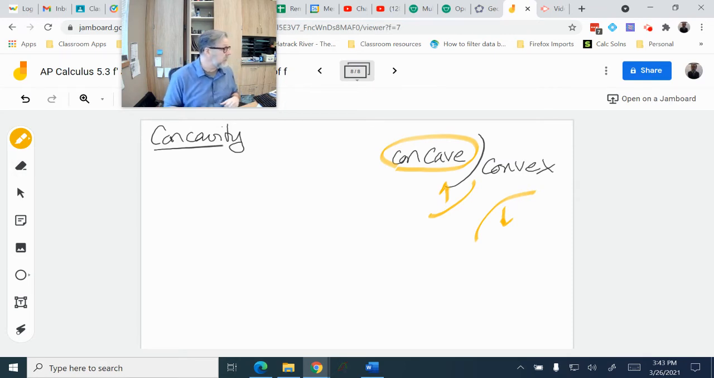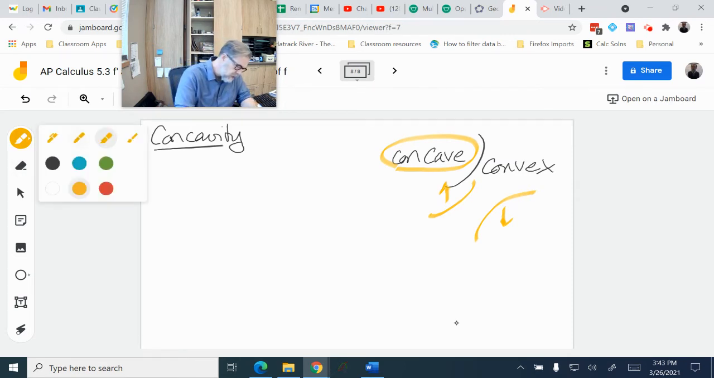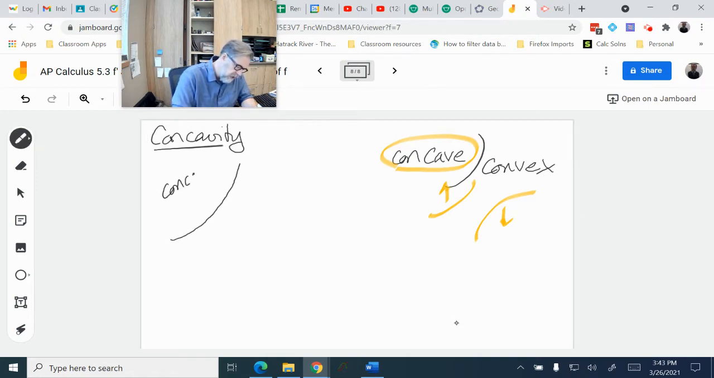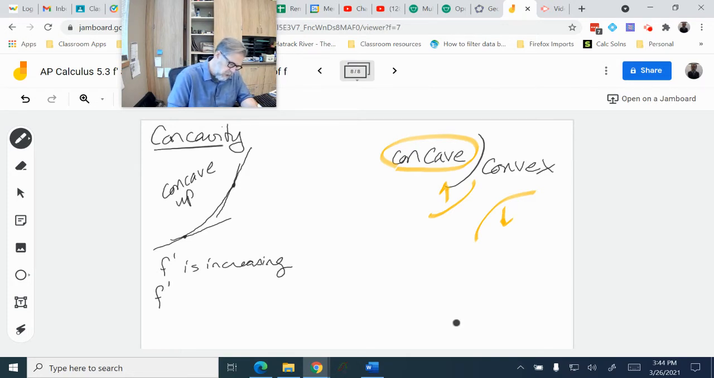So let's talk about concavity. Let's think about this graph. Here is a graph that is concave up. And notice that the slope of the tangent line is increasing. The first derivative is increasing. Well, what that tells me is that the slope of the slope must be positive. The second derivative is greater than 0, we have a function that is concave up.